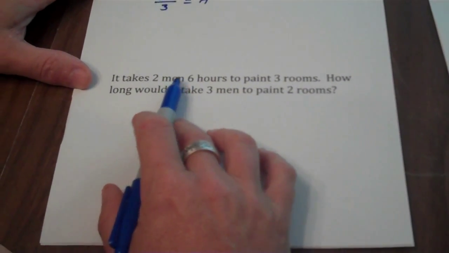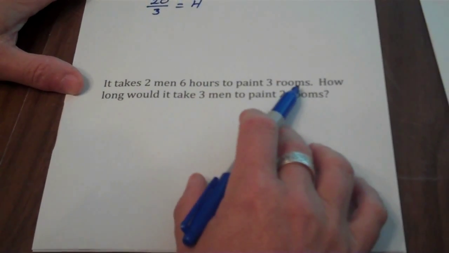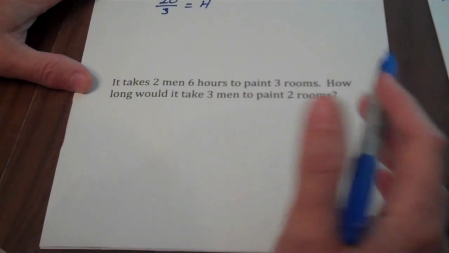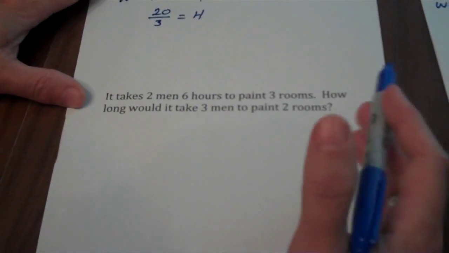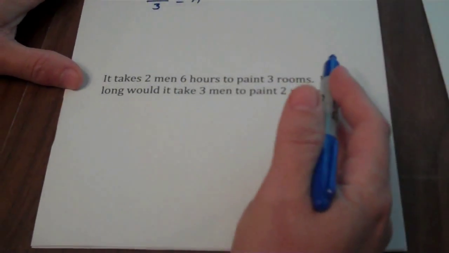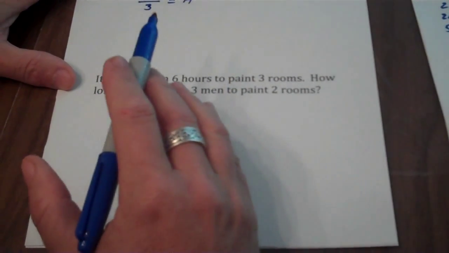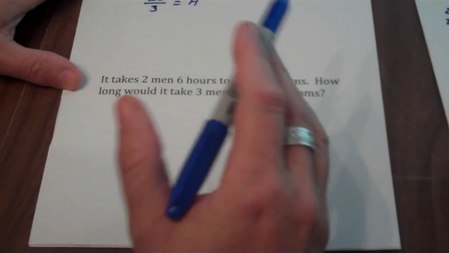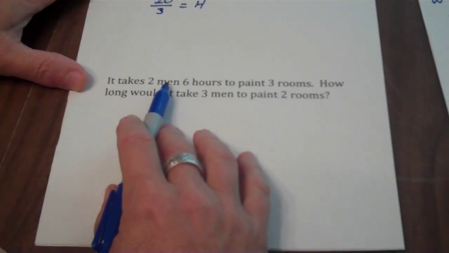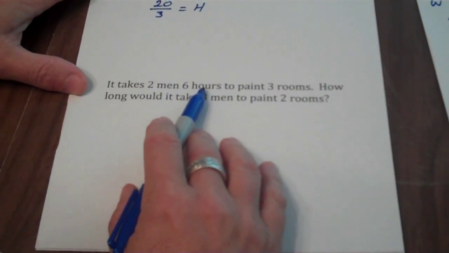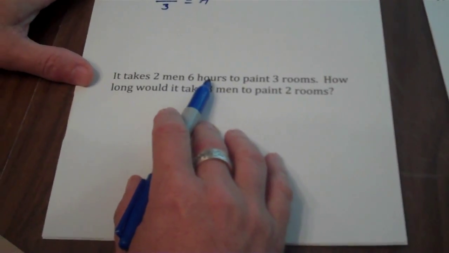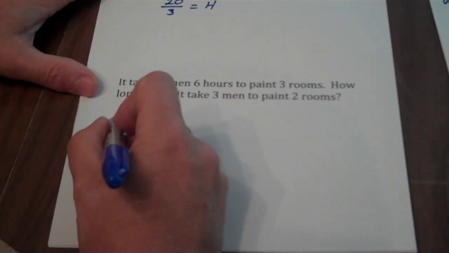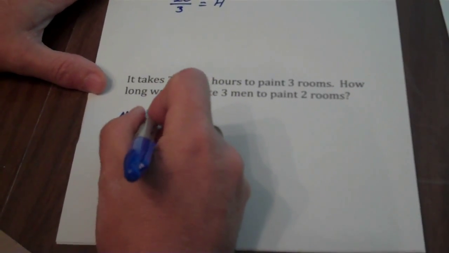We have men in relation to hours in relation to rooms. Now, Luann, I'd like you to pick 2 of those at random. What would you like to pick? Men and hours. Now let's go back to determining whether that's an inverse proportion or a normal proportion. The more men you have, the fewer hours, and that makes it an inverse proportion, so I need to multiply the men times the hours.